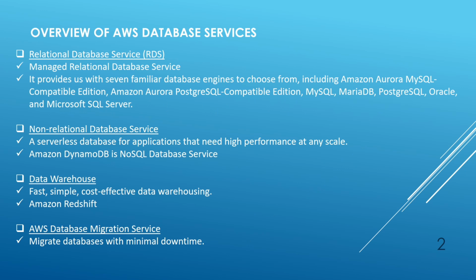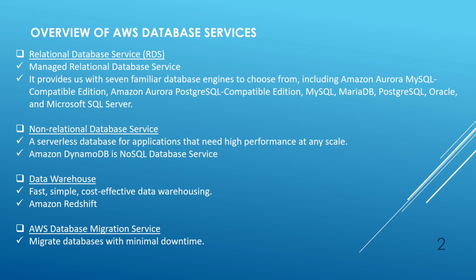First of all, let's see which are these different database services that are offered by AWS. First of all, there is the Relational Database Service, that is RDS. This is a managed relational database service. When we say managed, everything will be managed by AWS. Things like patching, OS upgrade, database upgrade, everything will be done by Amazon. We can just use the service.